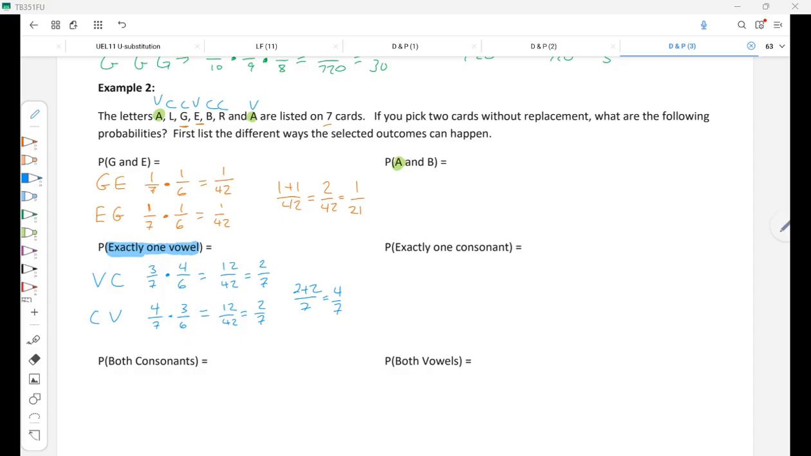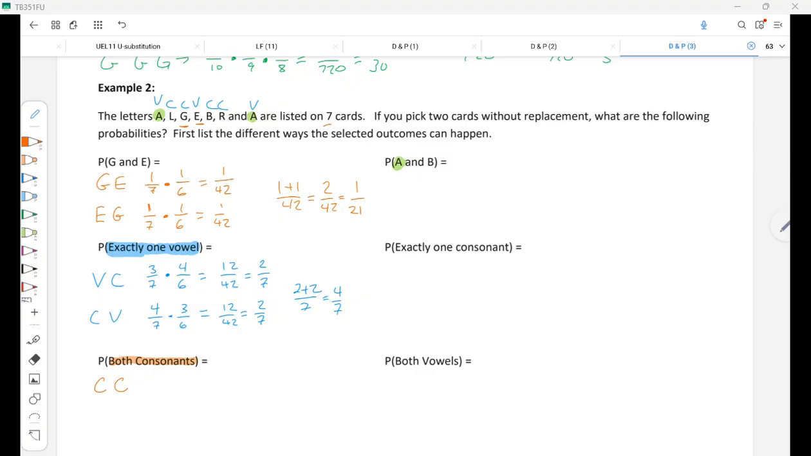And then my last example here is the simplest example, both consonants. Sometimes you go to do this and you realize you're doing too much. With both consonants, that means on your first pick, there's a consonant, and on your second pick, there's a consonant. There is nothing else to do here. There is only one probability, and it is your answer. So it's not CC and then flip the CC around. You're writing the same thing if you do that. So it's just both consonants.